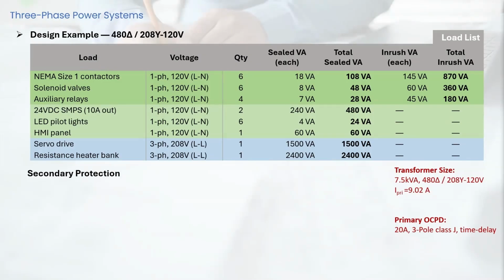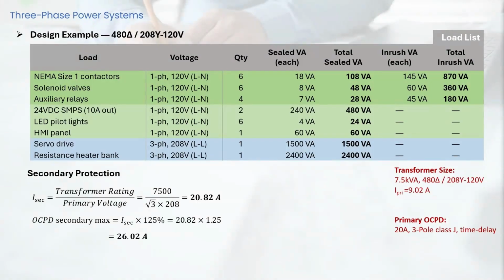Next is the secondary protection. Let's calculate the secondary full load current. I'll apply a safety factor of 25%, which gives us 26.02 amps for the fuse rating. Rounding it down to the nearest standard size gives us 25 amps. I will go with Class J time delay fuses in a 3-pole fuse holder with 3 25 amp fuses.